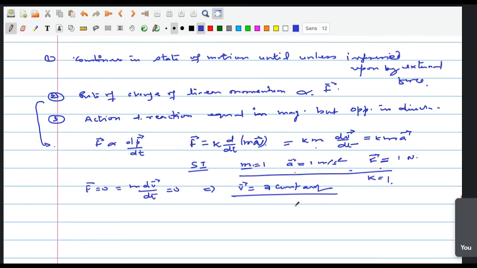Is it okay? Yes, sir. Okay, it may appear trivial to you, but I am going to ask you a question. The thing here is v is a constant if the force is not active. And the first law also is telling the same thing, isn't it?